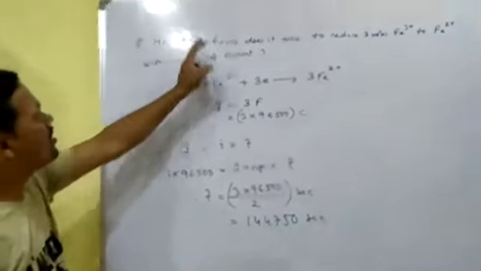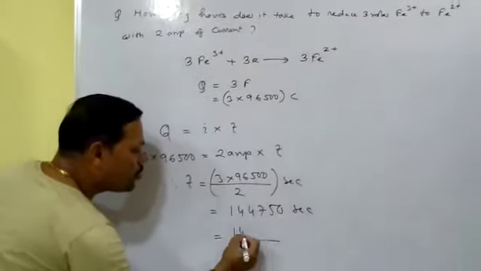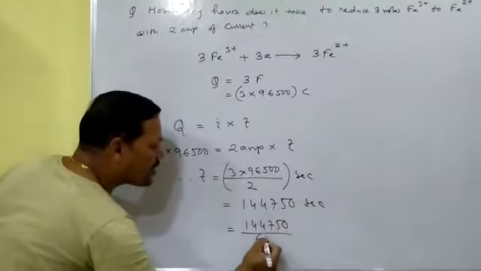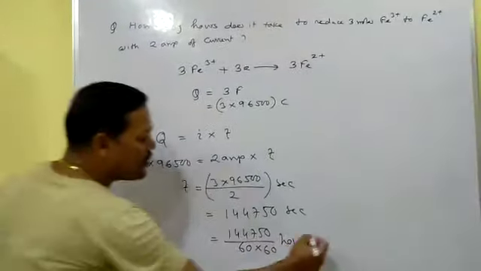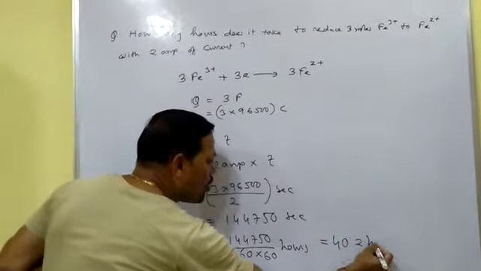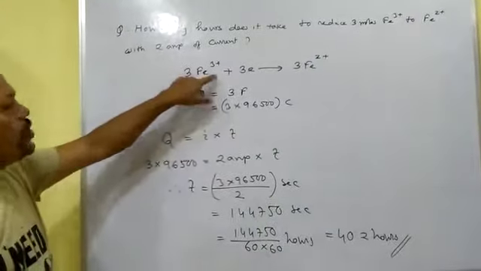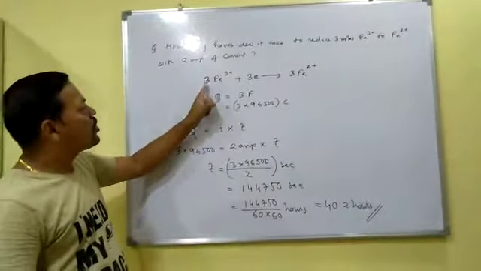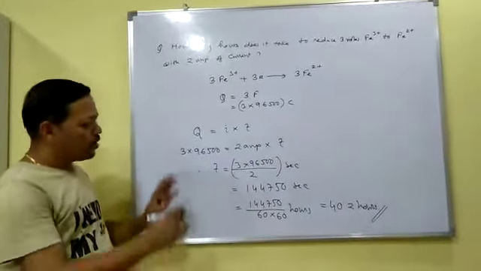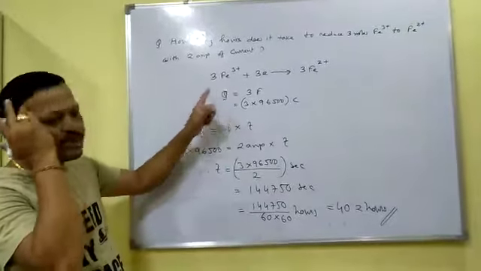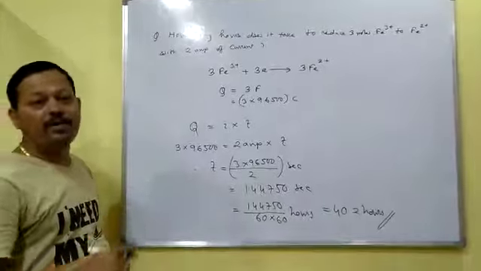But here the question asks in terms of hours. So you have to find out the time in terms of hours. That's why you do one thing: just do 144750 divided by 60 into 60. Then it will go to hours. And when you calculate this, you will get 40.2 hours. So this way you can find out the time required to do this reduction, converting 3 moles of Fe3+ to 3 moles of Fe2+. This way you can find out the amount of electricity and the time required, everything you can determine by applying Faraday's law.